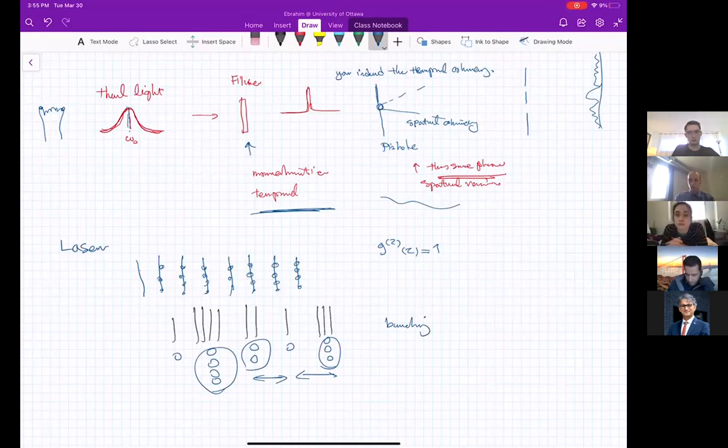And we will come back with again, Hanbury Brown and Twiss, and the quantum version, and homodyne detection. So we can have a short break now.